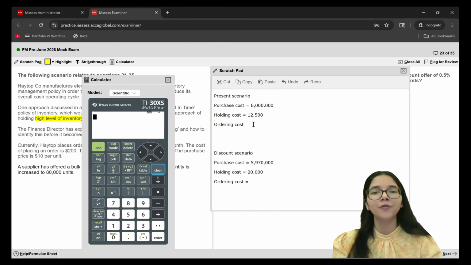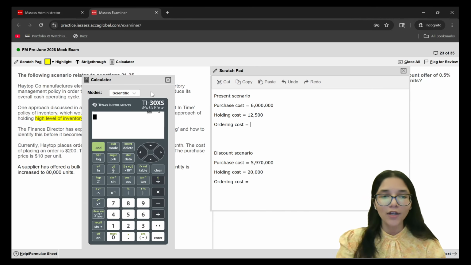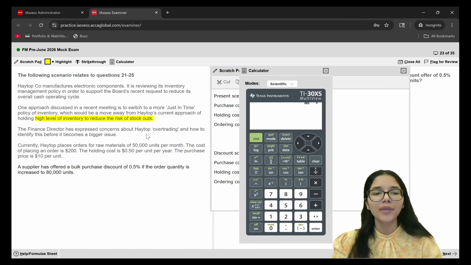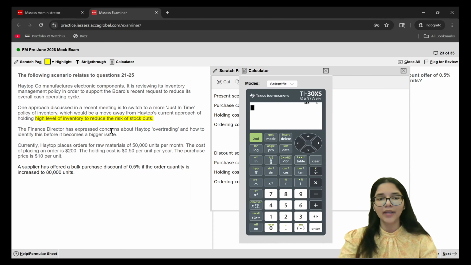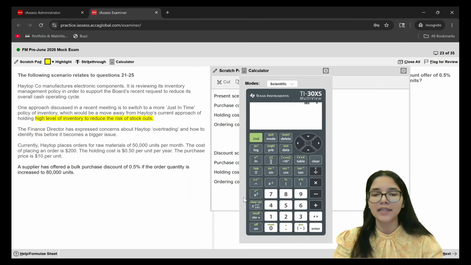Then guys, I have to move to my last working, that is about my ordering cost. So it's being told to me that the cost of placing one order is $200. But how many orders do I need to place? I am placing orders monthly in this case. That means I'm placing 12 orders in a year.